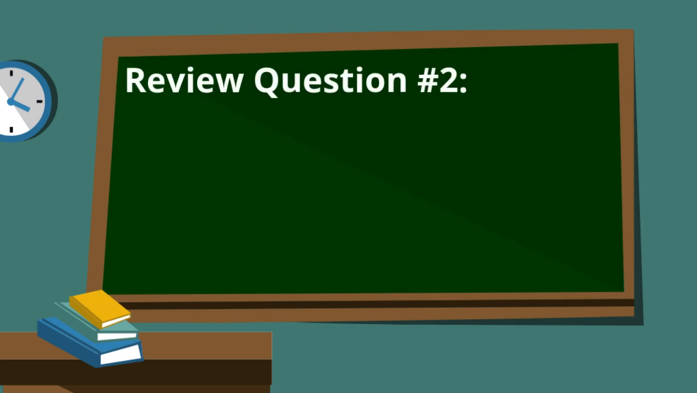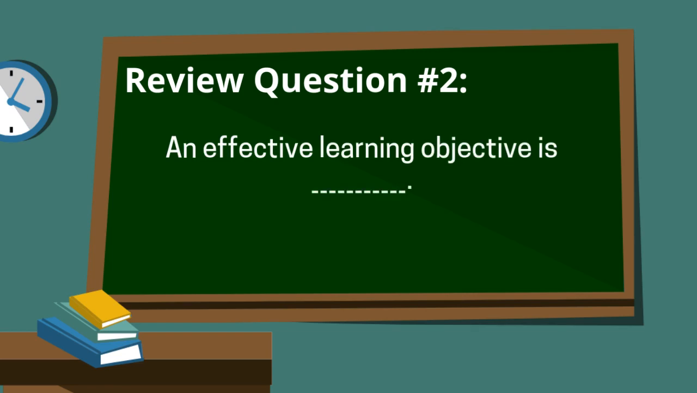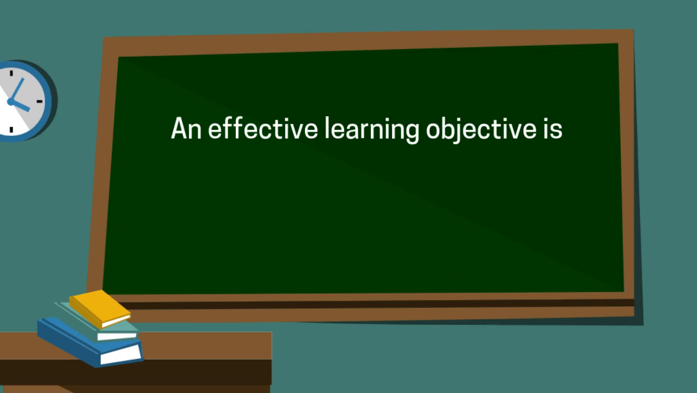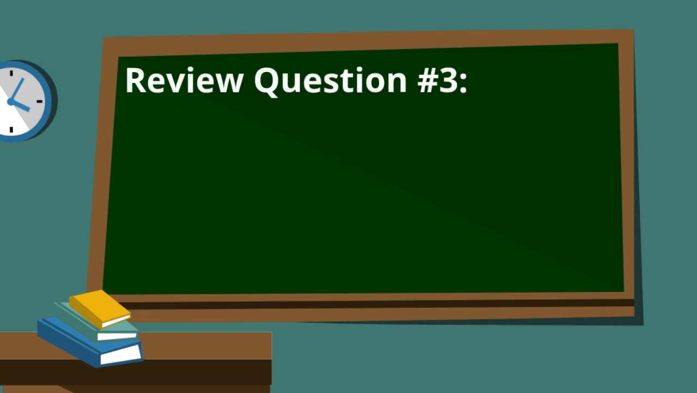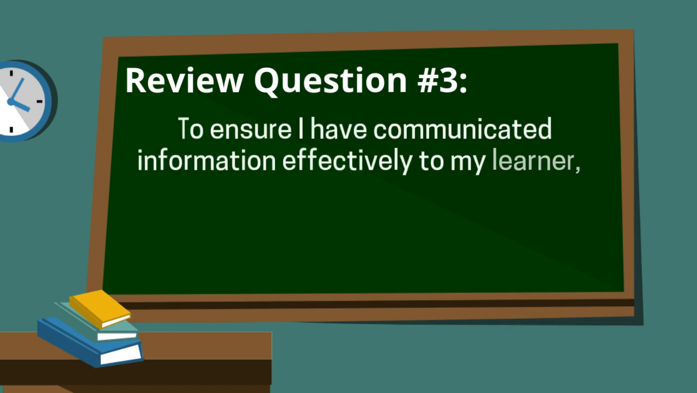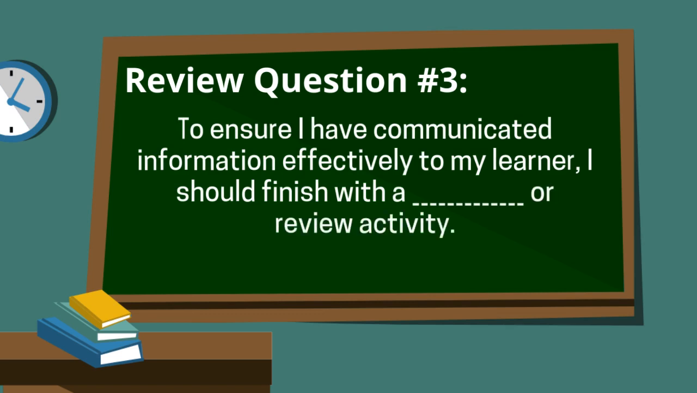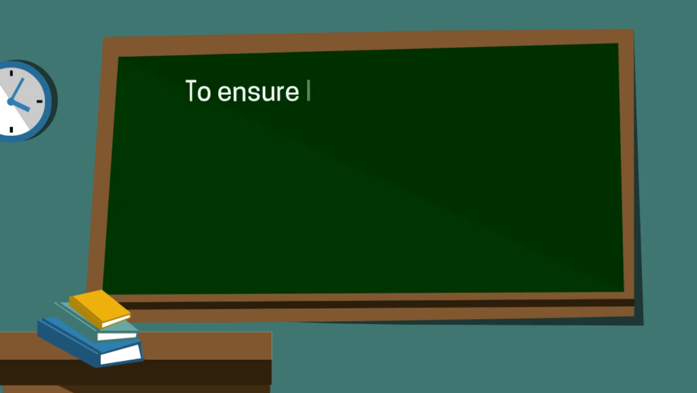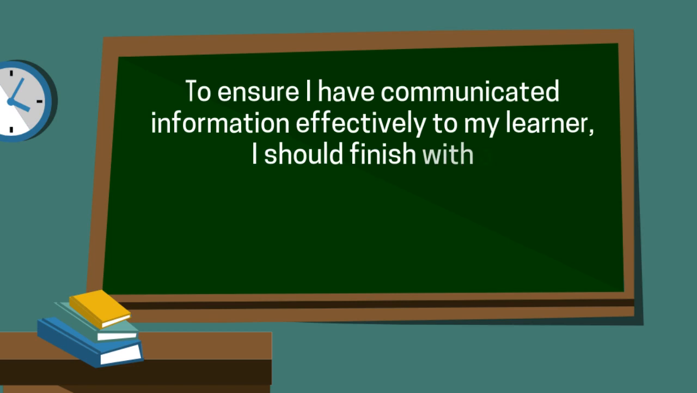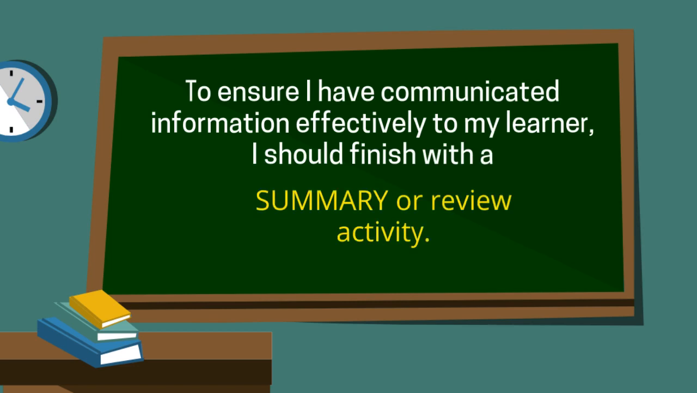Review question number 2. Fill in the blank. An effective learning objective is measurable. Review question number 3. Fill in the blank. To ensure I have communicated information effectively to my learner, I should finish with a summary or review activity.